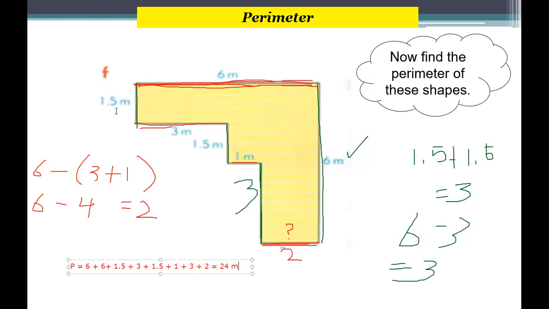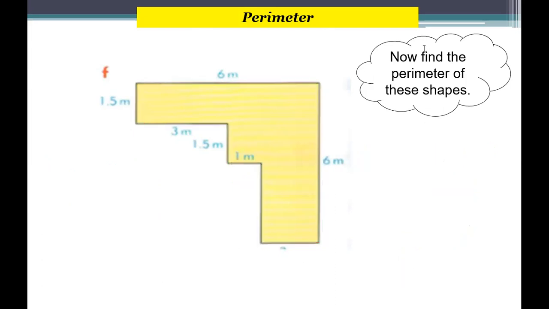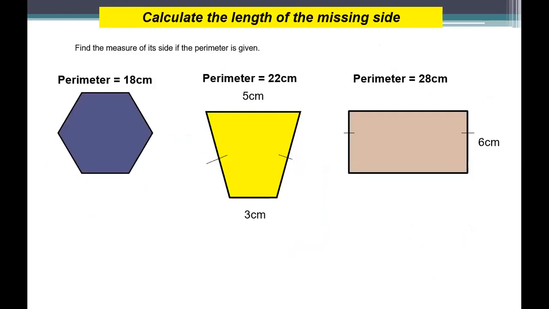Okay? So don't forget. How are we going to find the perimeter? We are just adding all the measurements of all the sides and we will have the perimeter of the shape. Now, apply this knowledge in finding the missing number, the missing side. So I have an example here. Find the measure of each side if the perimeter is given. We need to calculate the missing length or the missing width.